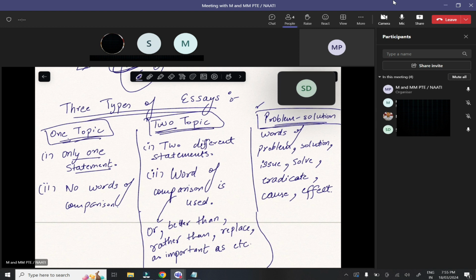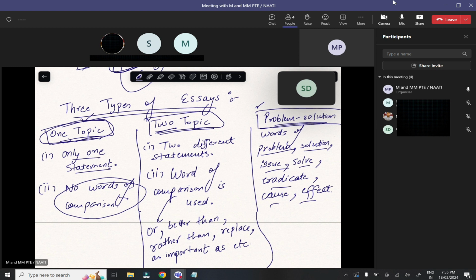Why? Because it's only one statement that has been said about Melbourne, and they did not use any words of comparison. They were not comparing Melbourne with any other thing. They just said something about Melbourne, and that's about it. Also, they did not use any of these words. They did not say problem, solution, issue, solve, eradicate, cause, effect anywhere in the essay. That's how I know that my essay is a one topic essay.